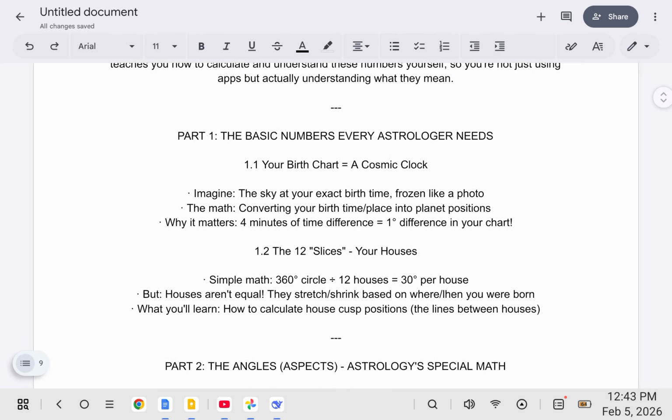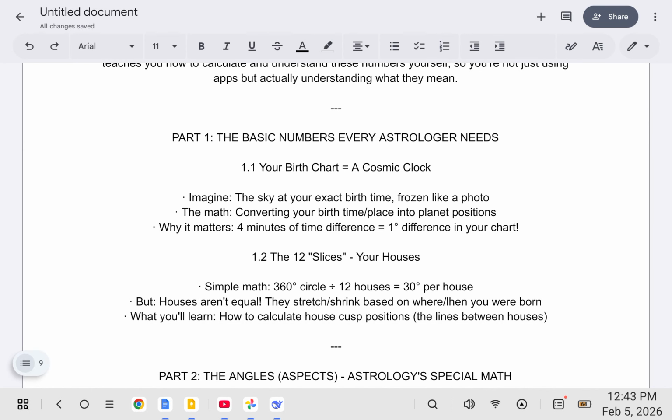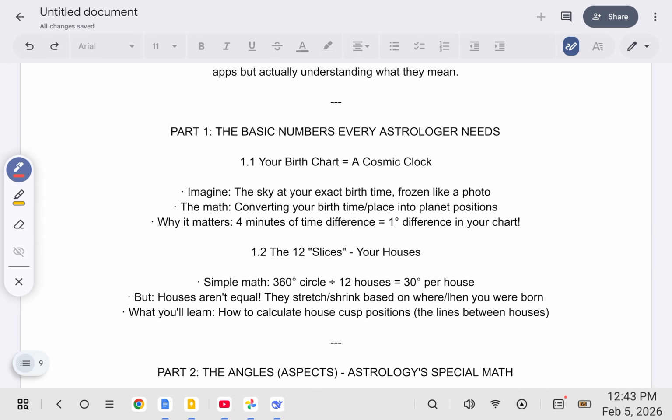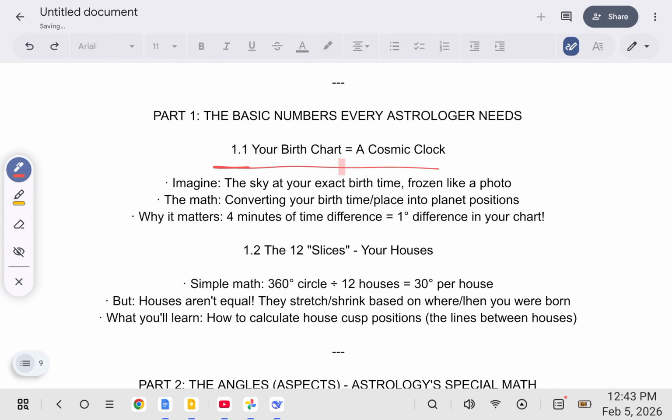But anyways, part 1, we have the basic numbers. So every astrologer needs these basic numbers. And the question is, well, why do you need the basic numbers? Okay, well, we have our birth chart, and that's a cosmic clock. So what we are to do is to imagine the sky at your exact birth time frozen like a photo. In the math, converting your birth time and place into planet positions, and why it matters is 4 minutes of time difference equals 1 degree of difference in your chart.